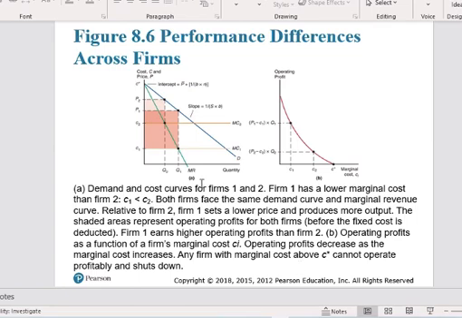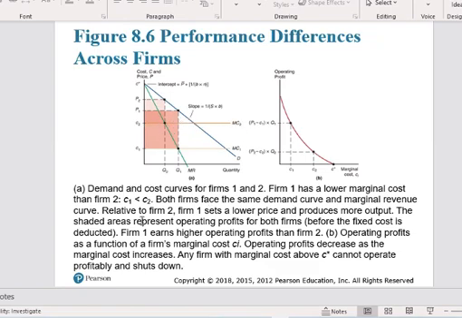And now we have demands, marginal costs, marginal revenues, and then operating profits. With lower marginal costs, you have higher operating profits, and higher marginal costs have lower operating profits. So we have the demand and cost curves for firm one and firm two. One firm has lower marginal cost, the other firm has higher marginal cost. Firm one has a lower marginal cost than firm two, and both firms face the same demand curve. This is marginal cost for firm one, and this is marginal cost for firm two.